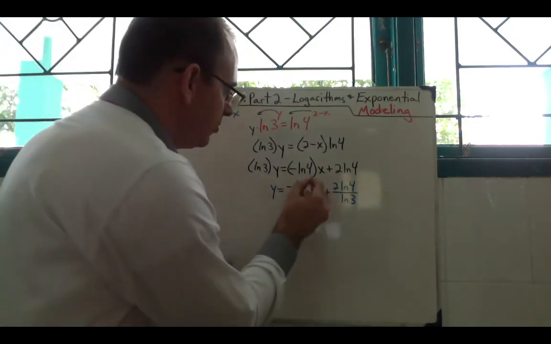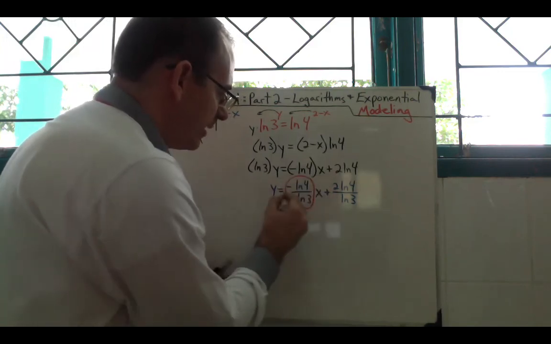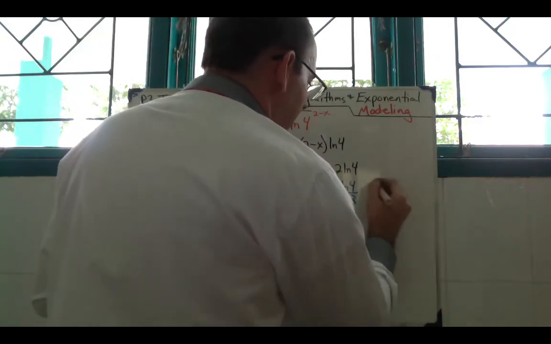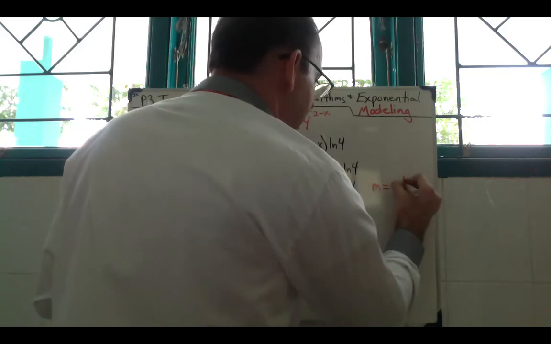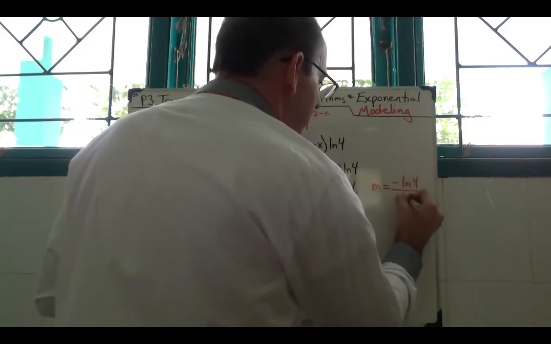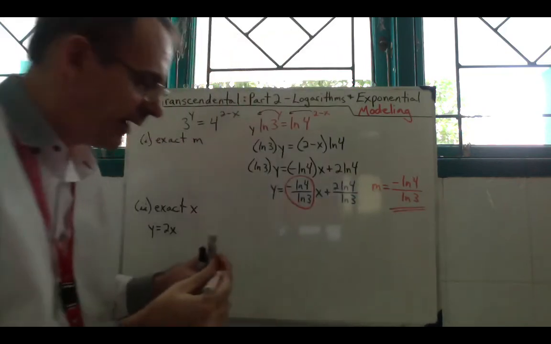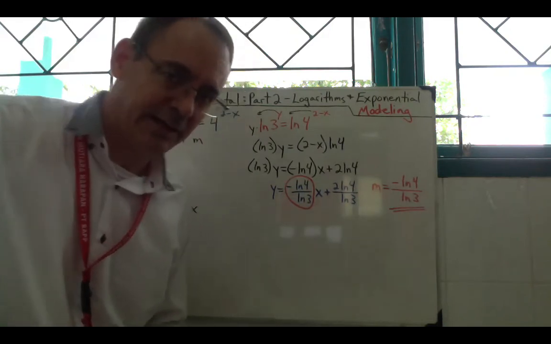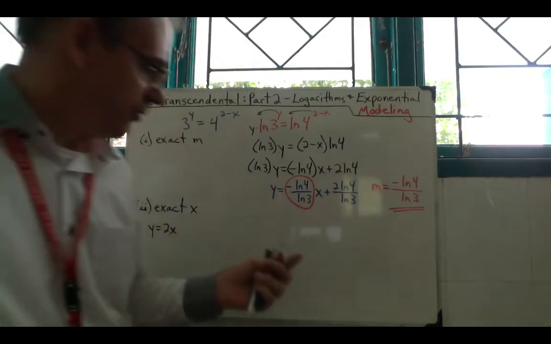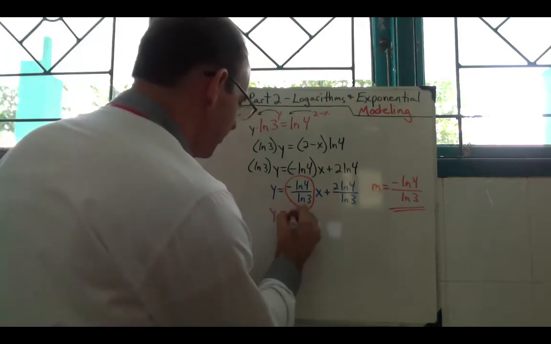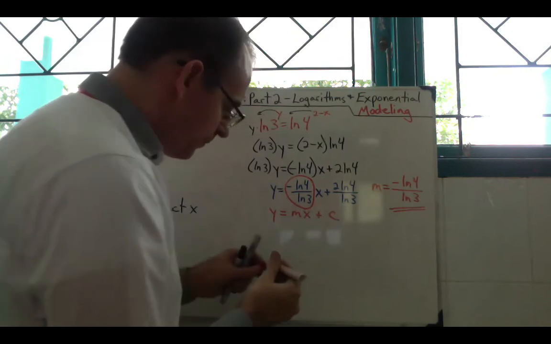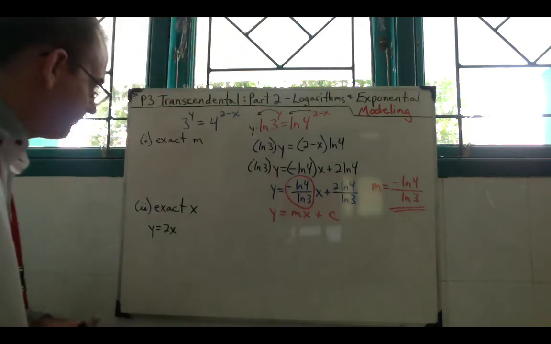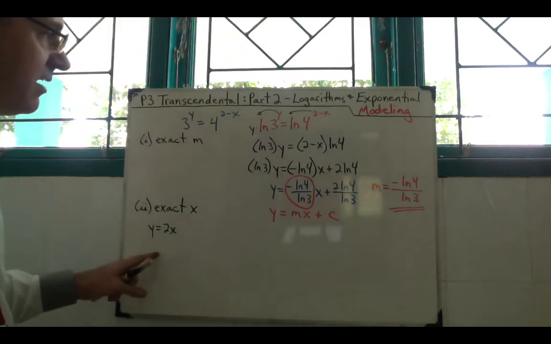So right here you can see the slope, y equals mx plus c. So our slope equals a negative ln 4 over ln 3. And there is our answer for the first part, the exact value of the gradient. We also show that this is y equals mx plus c, so this demonstrates that it does follow a linear pattern. Okay? Now we want to move on to the second part.